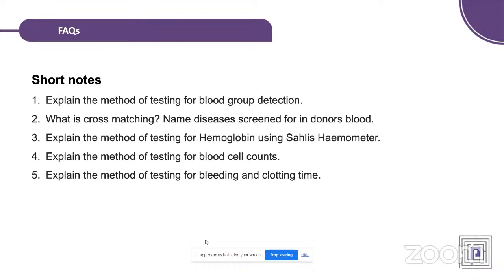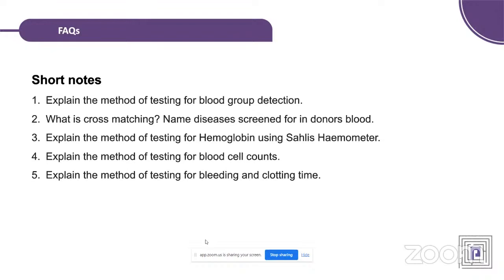Okay. So next question will be: explain the method of testing for hemoglobin using Sahli's hemoglobinometer. So you need to explain the whole test and the process of the test, like how will you fill this Sahli's tube up to what mark. It is filled up to the mark 2 with 0.1 N HCl, and then you have to add 20 microliters of the blood from a Hb pipette.